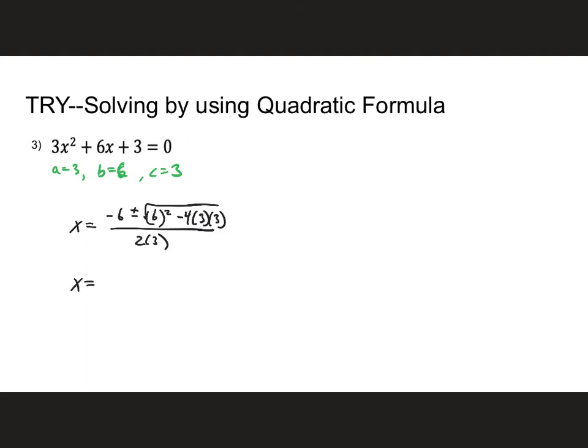That gives me x equals negative 6 plus or minus the square root of 36, 3 times 3 is 9, minus 36 over 6. So here, 36 minus 36 is 0. So negative 6 plus or minus the square root of 0 over 6, and the square root of 0 is in fact 0. So I have negative 6 over 6, which equals negative 1.